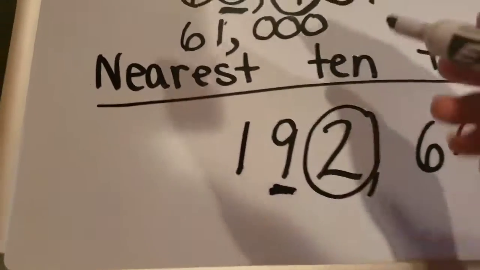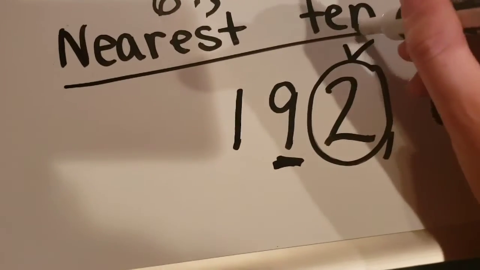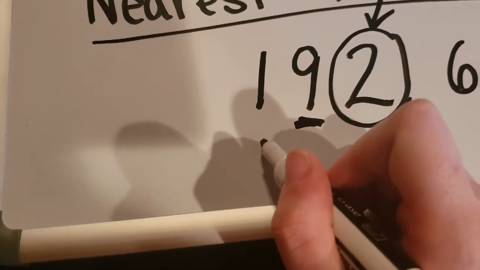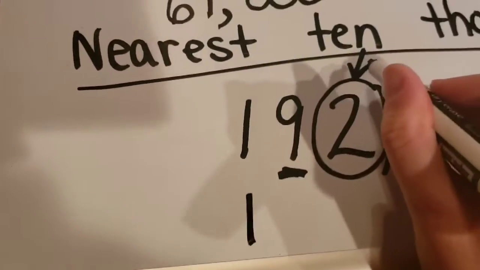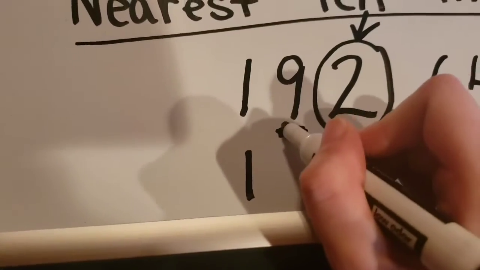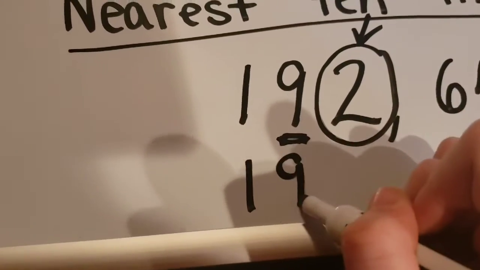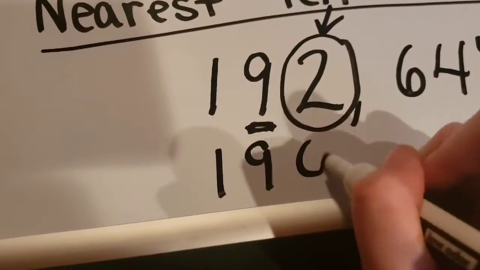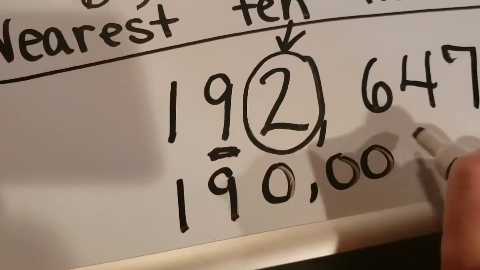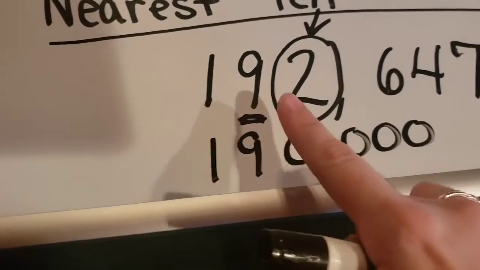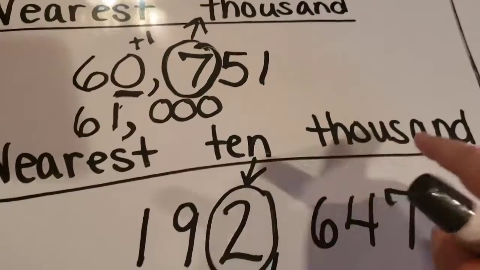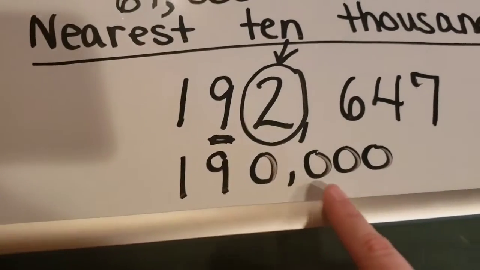2 is less than 4, so that's telling me to round down. Which means, again, everything before the rounding place stays the same. Since I'm rounding down, the number that's underlined in that rounding place is going to stay as a 9. And then everything after the rounding place has to change to 0. So 192,647 rounded to the nearest 10,000 is 190,000.